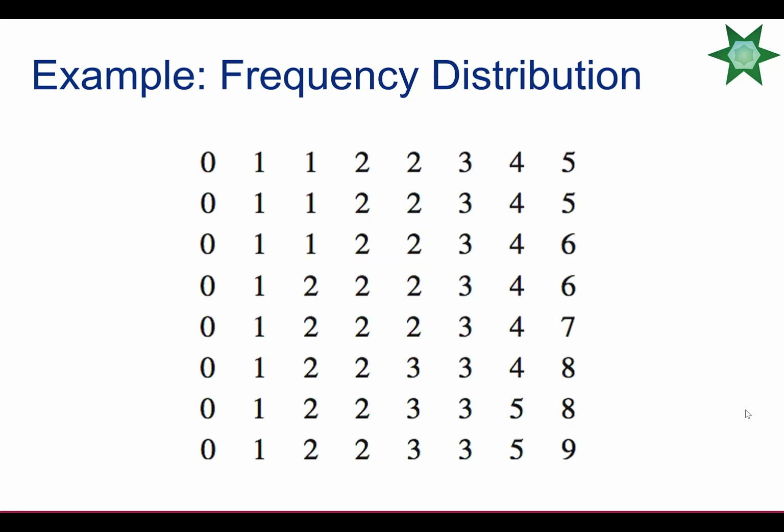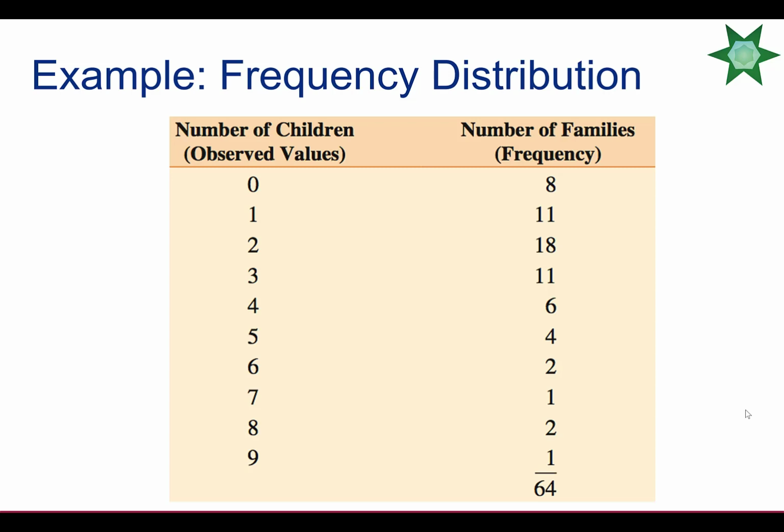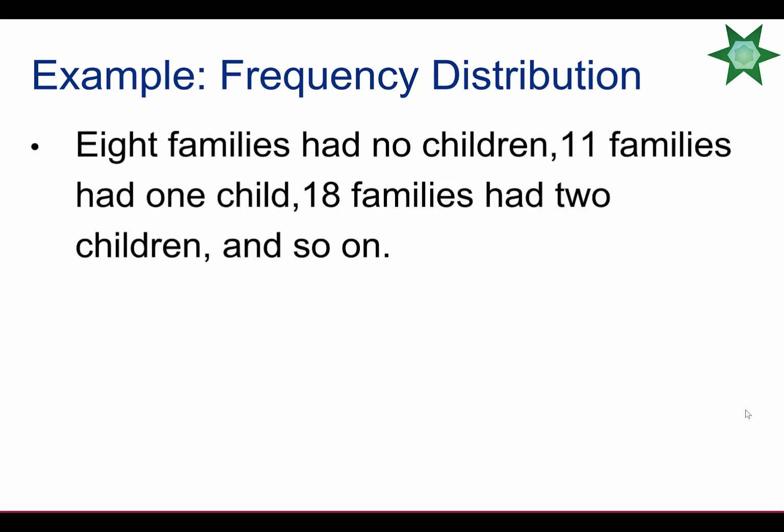So here's the data that were collected from the 64 families, and it's difficult to really see what was the most common size of a family. But if we create a frequency distribution, we can summarize the data. And so we see on the left column the values. These are the numbers that we recorded from the families, and they range anywhere from 0 children up to 9 children. And in the right column, we have the numbers of families who answered that, so how many children were in their family. And notice that the frequencies have to add up to the total number of families surveyed. In this case, that's 64.